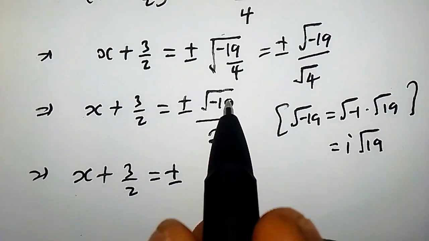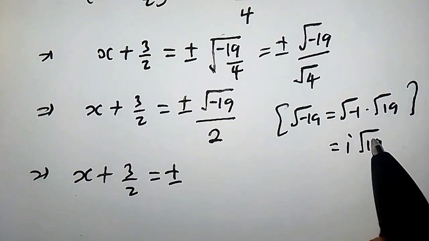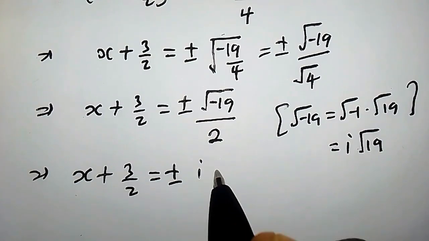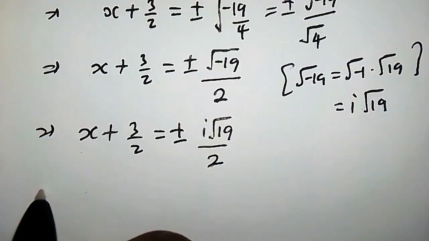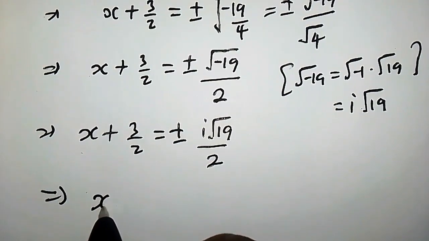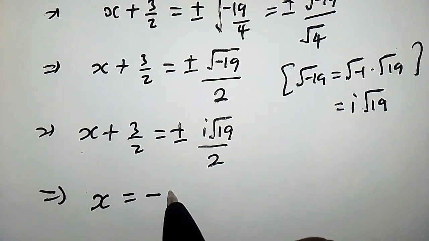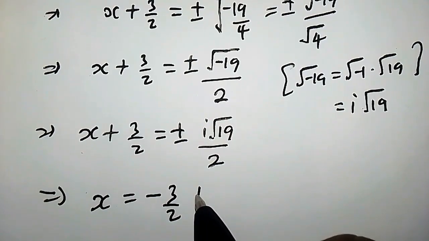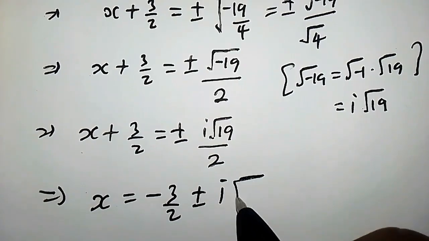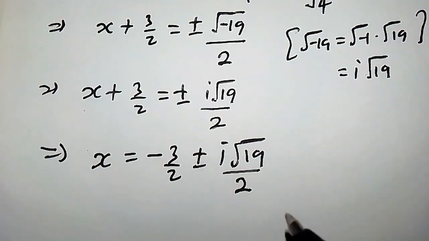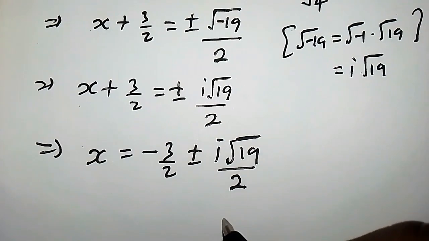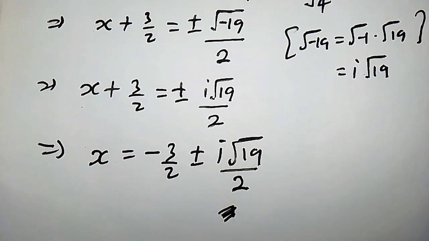That means in place of this, we write i times square root of 19, i times square root of 19 divided by 2. This implies that x is equal to minus 3 divided by 2 plus or minus i times square root of 19 divided by 2. This is another set of solutions which is complex.